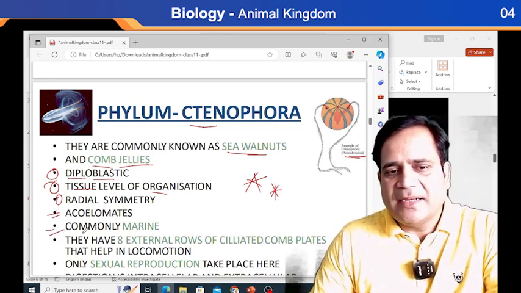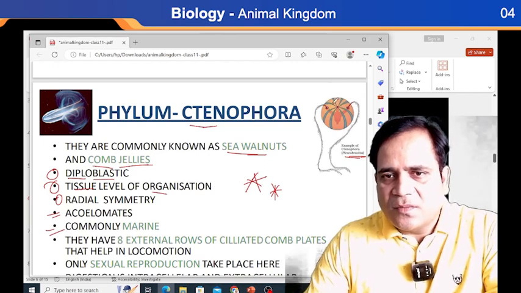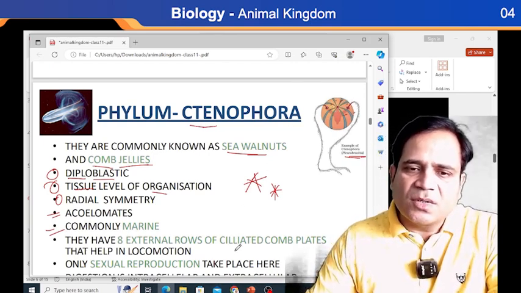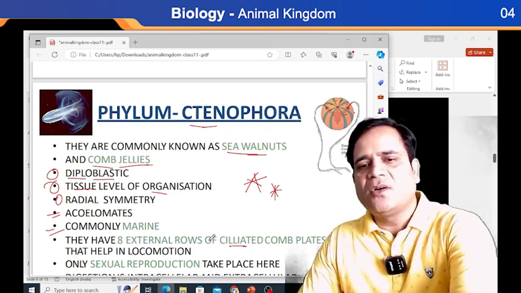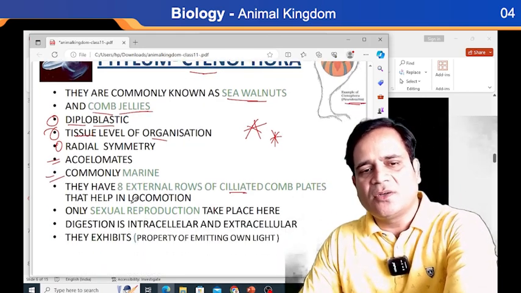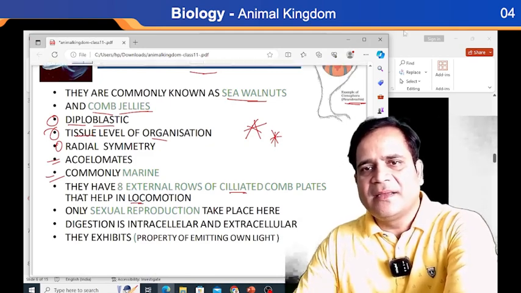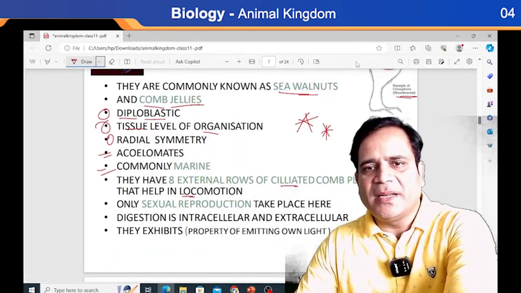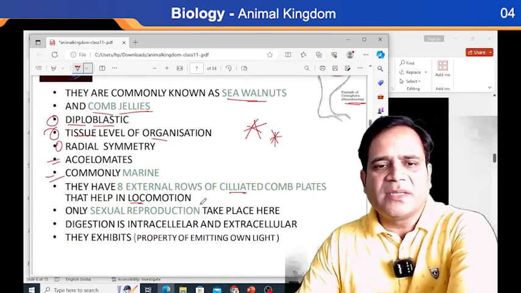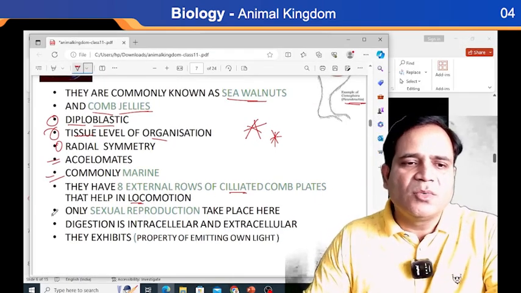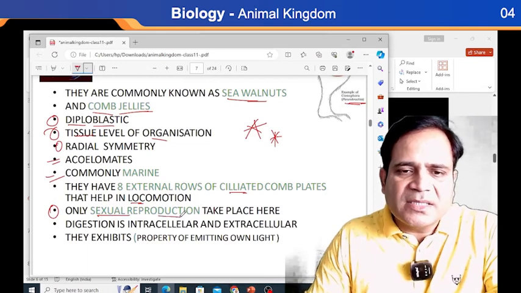Commonly it lives in marine habitats. Eight external rows. Check out: 1, 2, 3, 4, 5, 6, 7, 8. So here are the eight external rows of ciliated comb plates. These comb plates help in locomotion. Getting what I'm saying? The comb plate helps in locomotion. Here only sexual reproduction will take place.